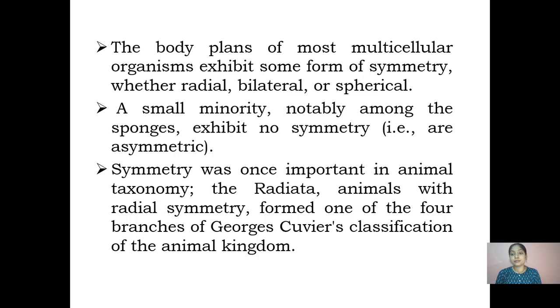Symmetry was once important in animal taxonomy. The radiata, animals with radial symmetry, formed one of the four branches of George Cuvier's classification of the animal kingdom.